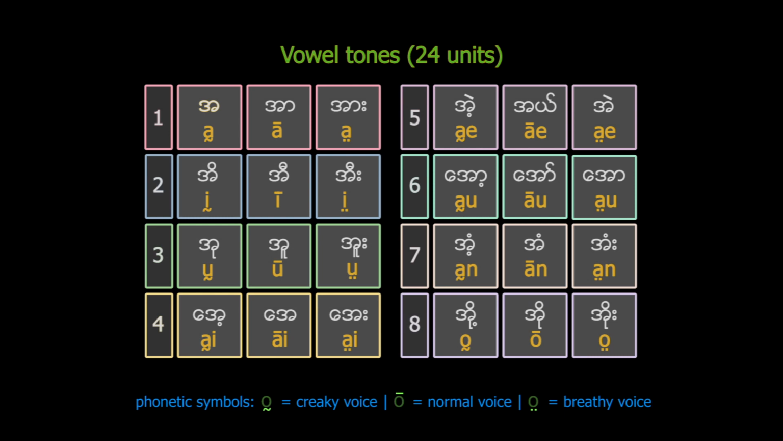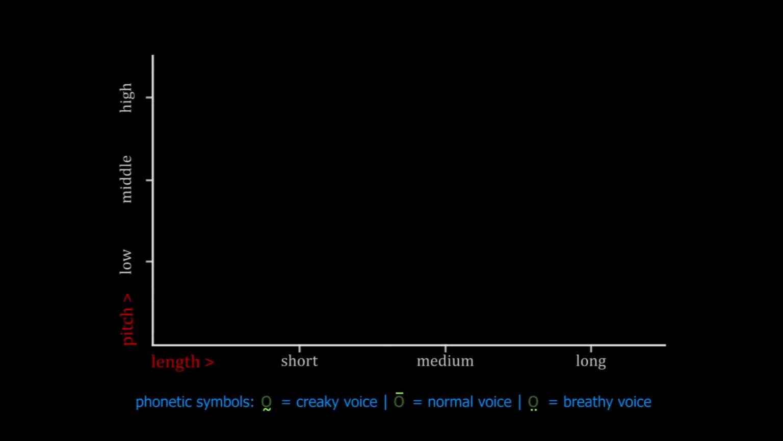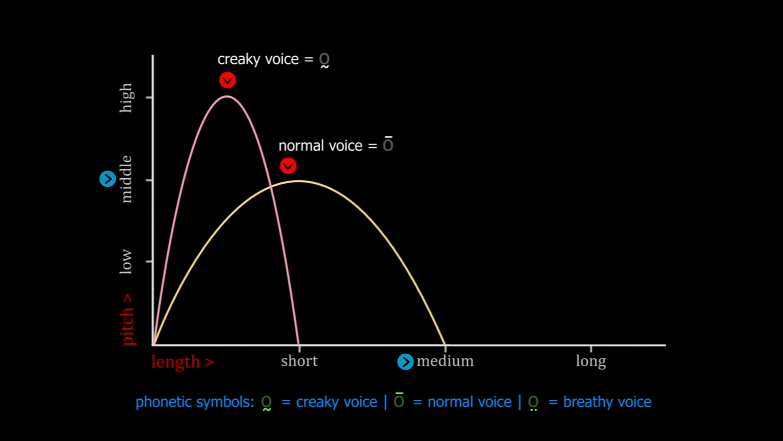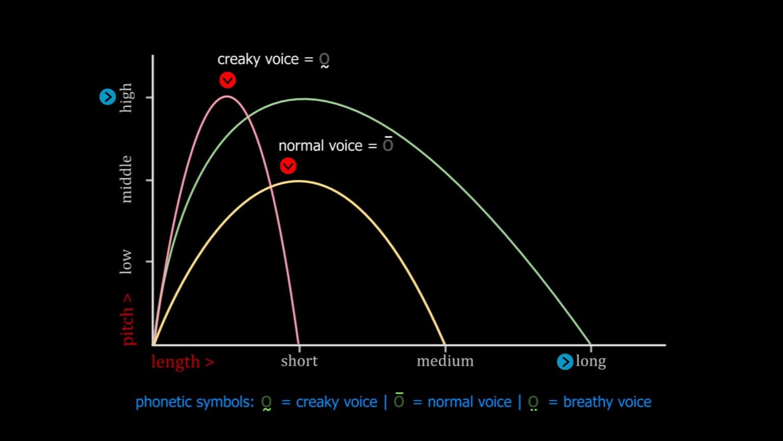There are 8 groups of vowel tones, and each group contains 3 different tones. The easiest way to analyze a tone is by the length and the pitch of the sound. The first vowel sound has a short length and a high pitch, so the voice becomes creaky. The second one has a medium length and a middle pitch, and it is the same as a normal voice. The third vowel sound has a long length and a high pitch, but falling towards the end. Therefore, the voice becomes breathy.